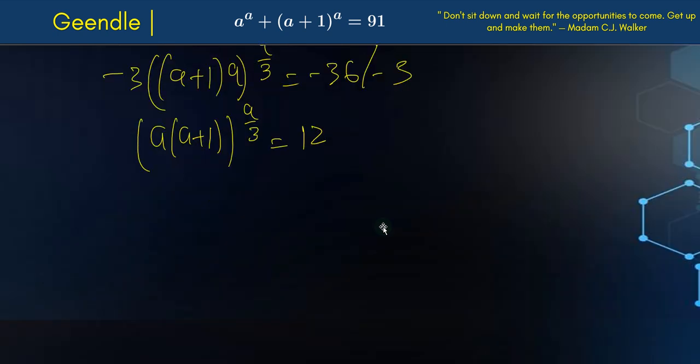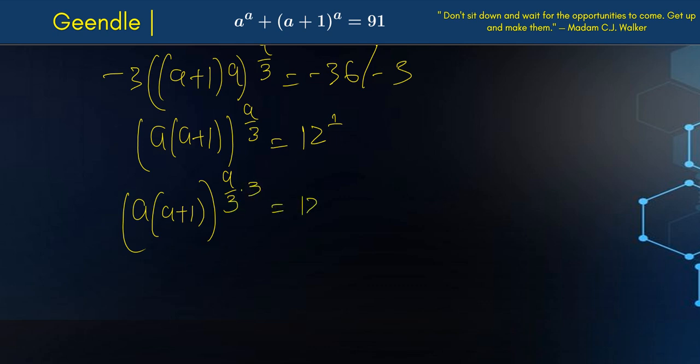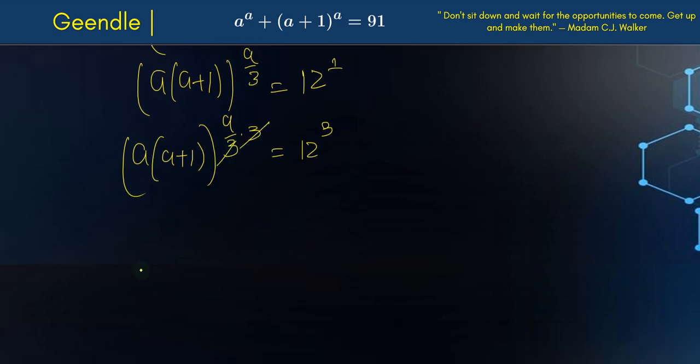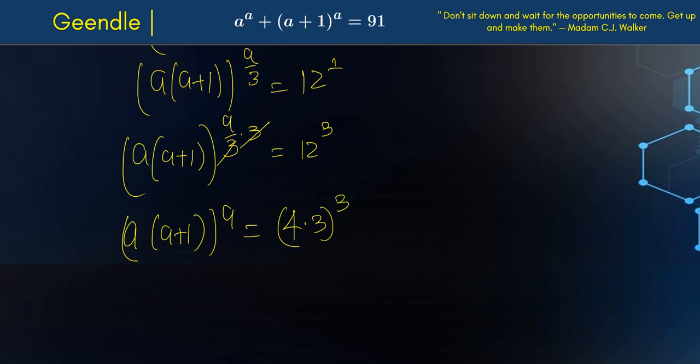So, and now because of this 3 here, I'm going to multiply both powers. We have 1 here, so I'm going to take both sides to the power of 3. So this is going to be a times (a plus 1) here, a over 3, right? I'm going to multiply here by 3, and I'm going to take 12 to the power of 3. Okay, so now this one will go with this, right? So here I'm going to have a, which multiplies (a plus 1) all to the power of a, and then this is 12, right? And 12 is 4 times 3, right, to the power of 3 here.